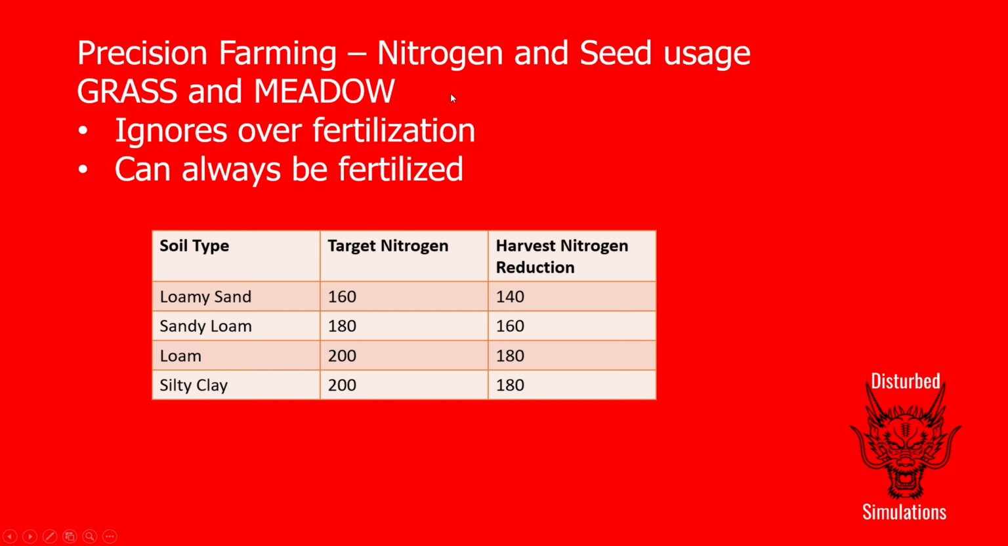Grass and meadow, I've put these together because they have the same nitrogen requirements. I'm not sure actually if you can even fertilize a meadow because it's not a planted field. But anyway, grass ignores over fertilization and can always be fertilized. So again, that's a good one for getting your organic fertilizer on, because you can just lob it on. It doesn't need a lot of nitrogen. So you're up at 200 nitrogen in the loam and the silty clay, and it takes most of that back out when you mow it.